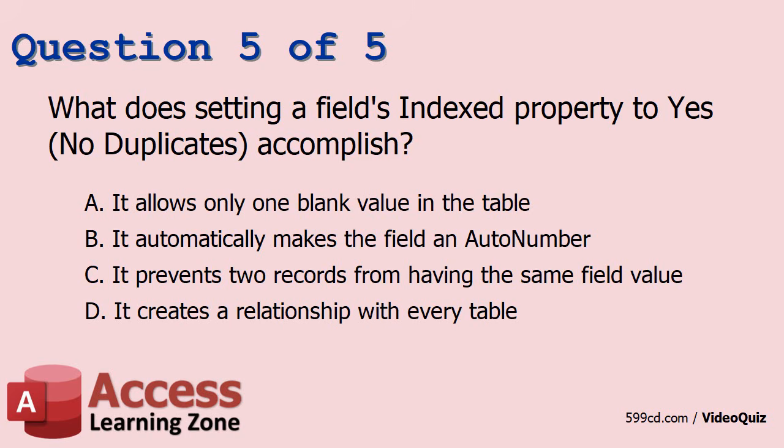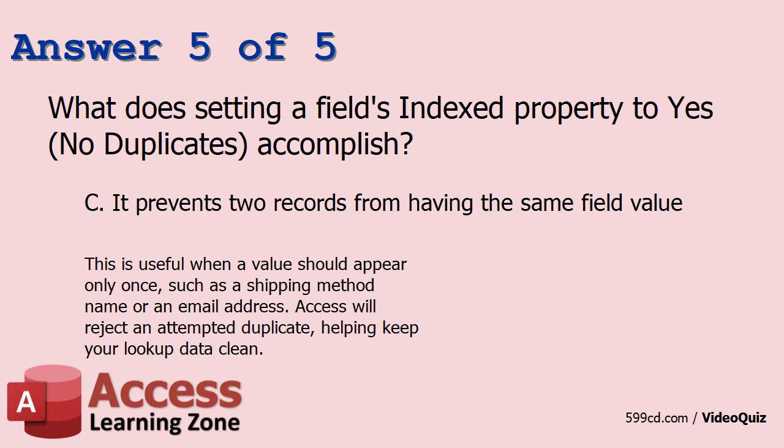Question 5. What does setting a field's indexed property to yes, no duplicates accomplish? It allows only one blank value in the table. It automatically makes the field an AutoNumber. It prevents 2 records from having the same field value, or it creates a relationship with every table. And that's C. It prevents 2 records from having the same field value.